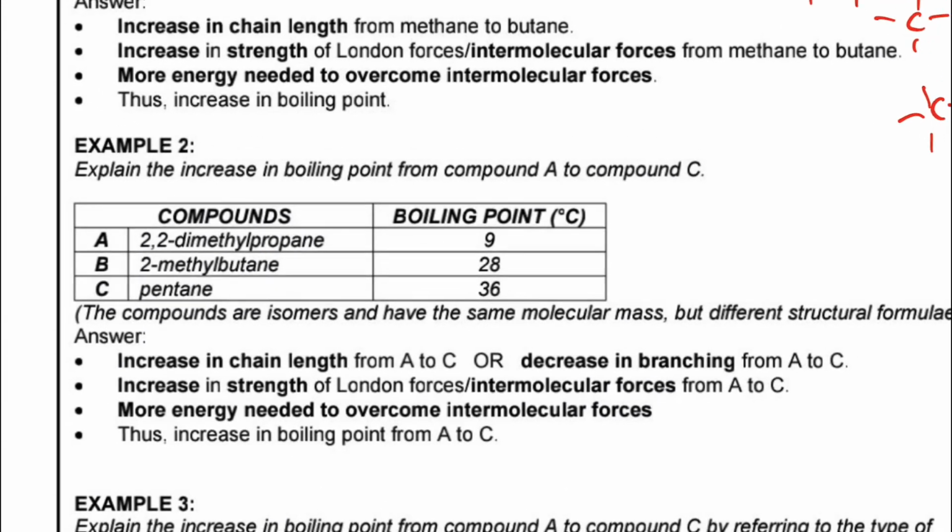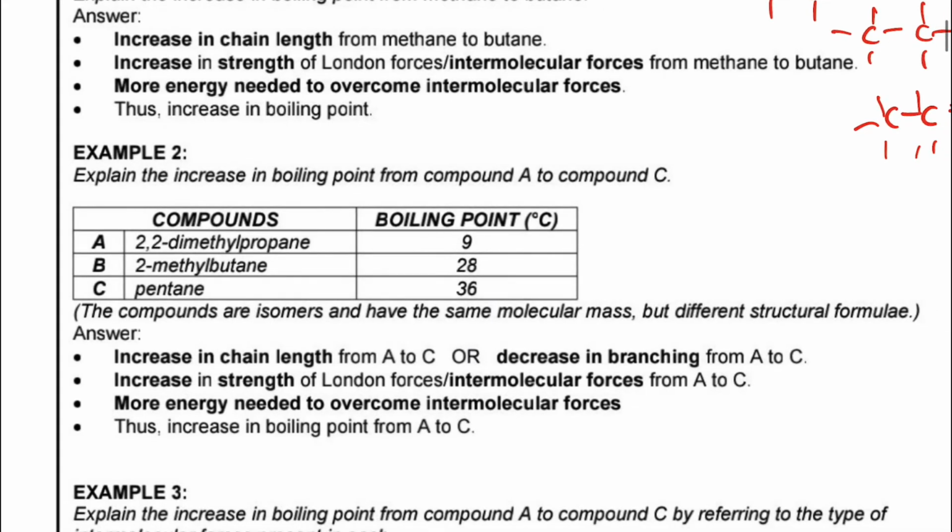Example number two. We are given: explain an increase in boiling point from compound A to compound B. Now if you look at compounds A, B, C, we are given the boiling points there. The boiling points tell us the higher the boiling point, the stronger the intermolecular force. So that means the intermolecular force is getting stronger from A to what? To C. What causes that? It's the branching and the chain length.